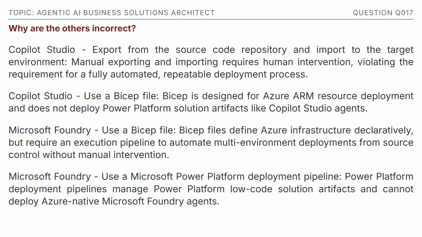Microsoft Foundry, use a Bicep file: Bicep files define Azure infrastructure declaratively, but require an execution pipeline to automate multi-environment deployments from source control without manual intervention. Microsoft Foundry, use a Microsoft Power Platform deployment pipeline: Power Platform deployment pipelines manage Power Platform low-code solution artifacts and cannot deploy Azure-native Microsoft Foundry agents.